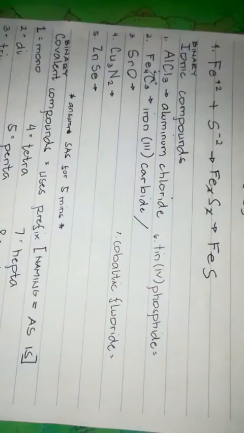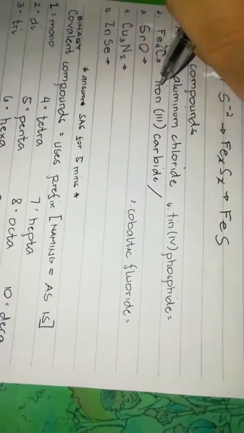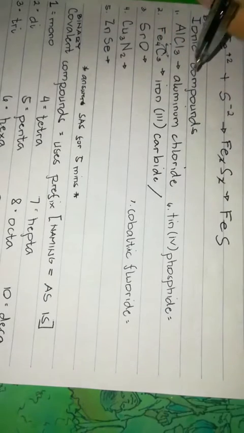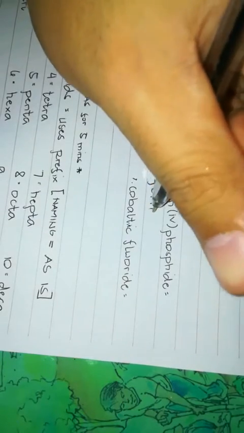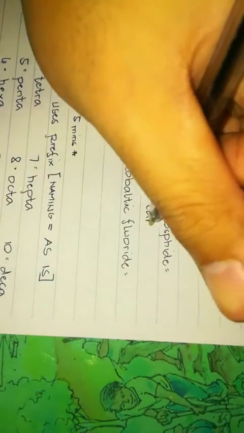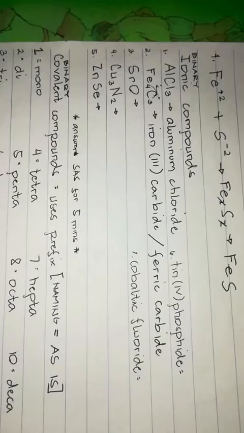Or, pwede natin gamitin ang traditional system, it will become iron 3. Mas mataas ang 3 kaysa sa 2, kaya ang kukunin niya ay -ic. Or we could refer to it as ferric carbide. Okay, naintindihan? Next, we have strontium.